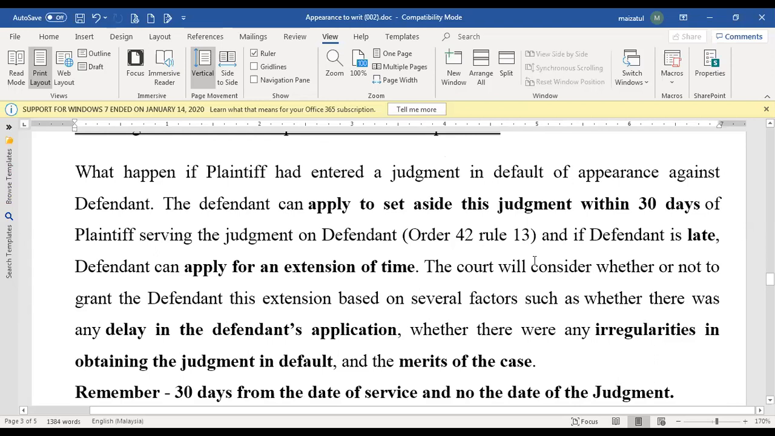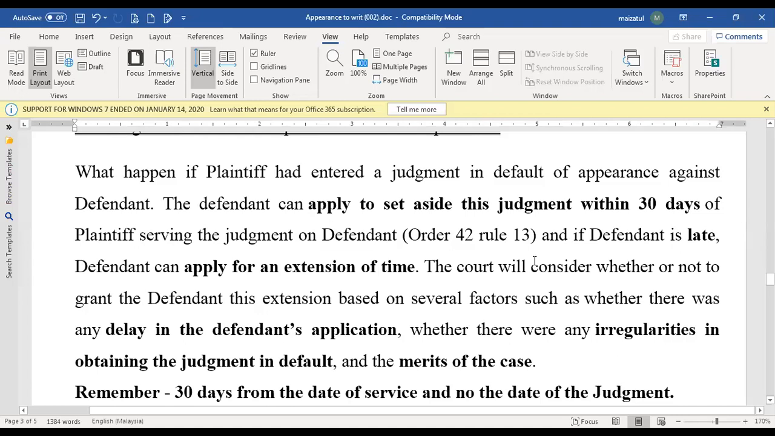Okay. But what if the defendant is already late, which means it is over the 30-day period? Is he or she still entitled to file for setting aside? The answer is yes. The defendant can apply for an extension of time. However, whether or not the court will grant leave to the party to file for an extension of time depends.